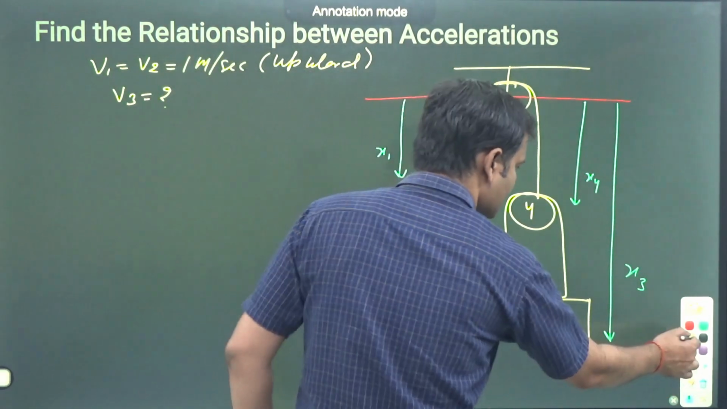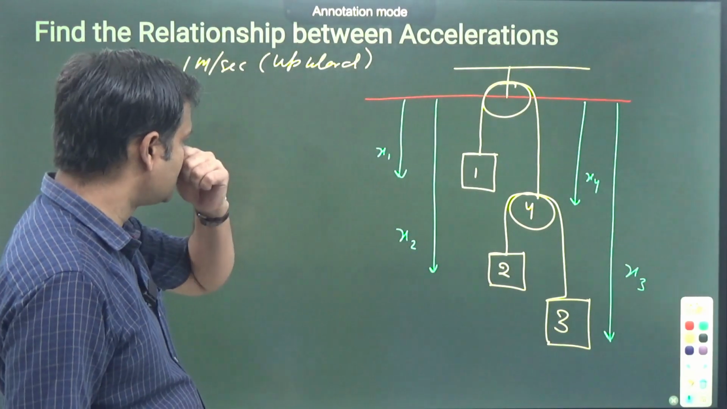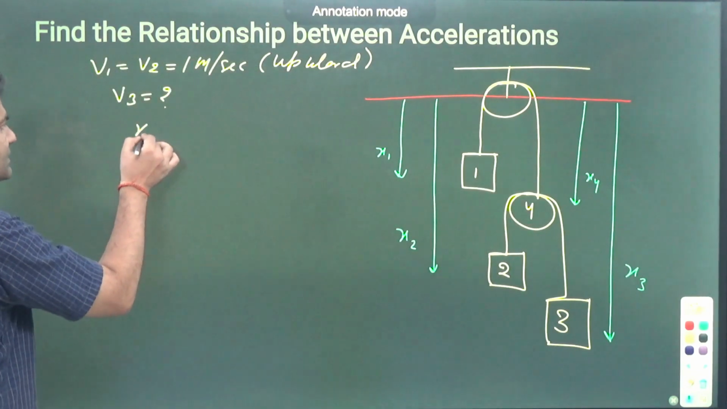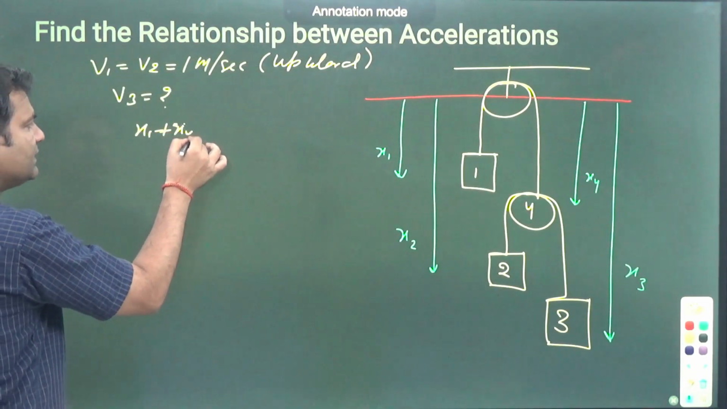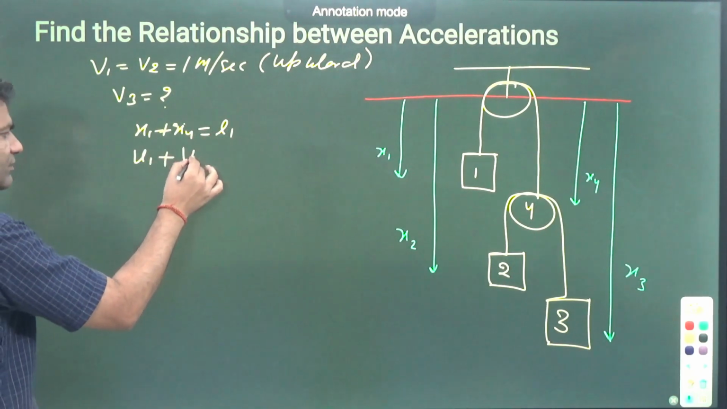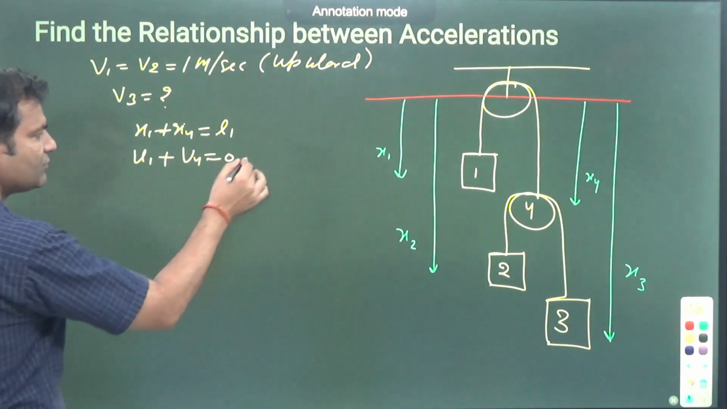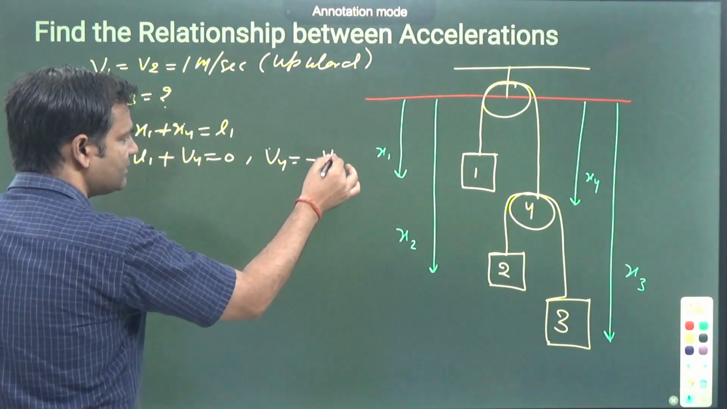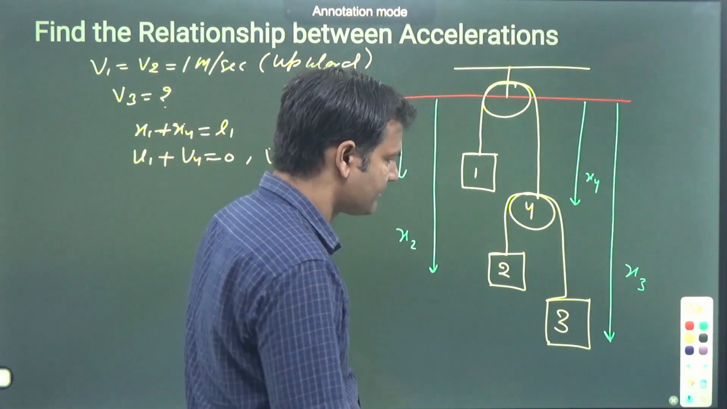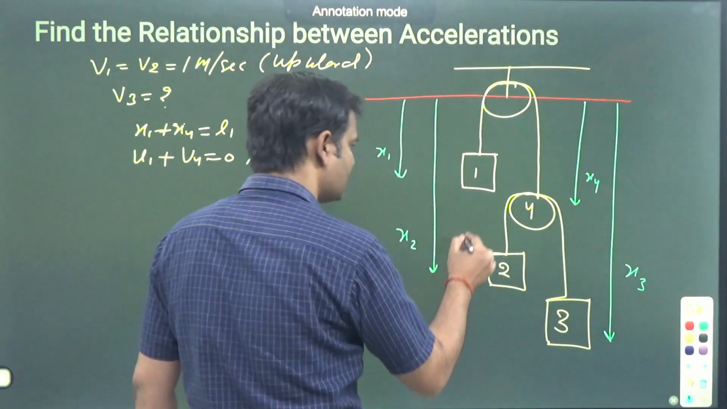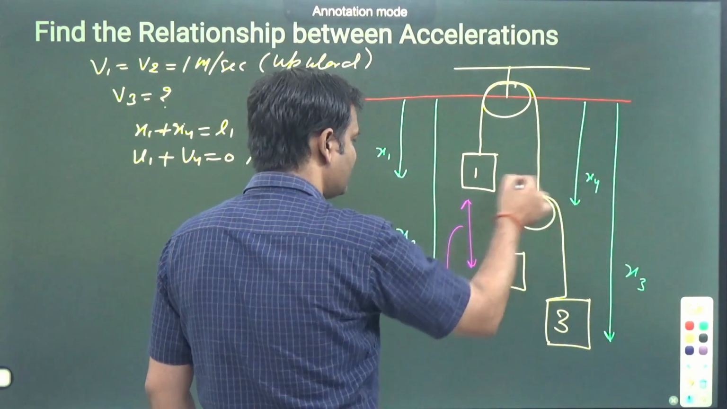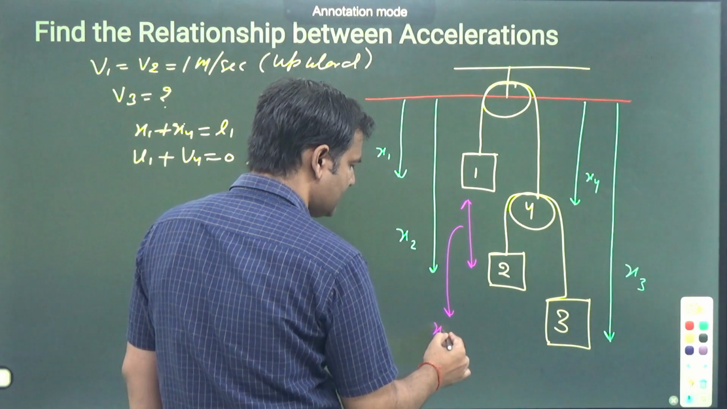So how can you do it? First of all, you can say that x1 plus x4 is written as L1. So what about velocity? V1 plus V4 is equal to 0. So V4 is minus V1. Clear? Now, corresponding to that, what about this distance? This one is written as x2 minus x4.